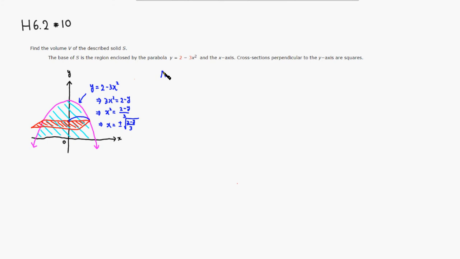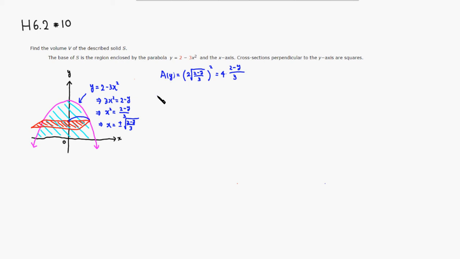So A of x is going to be, one side is 2 times the square root of (2 minus y) over 3, and times the height. The height is the same, so it's going to be squared. So this is just 4 times (2 minus y) over 3. Alright, so all we have to do is integrate it. Actually, sorry, I messed it up. This was a function of y, so I should have said A of y.